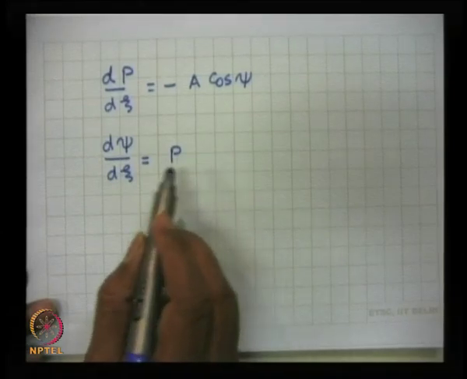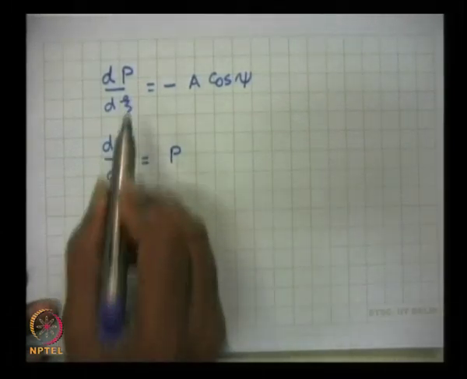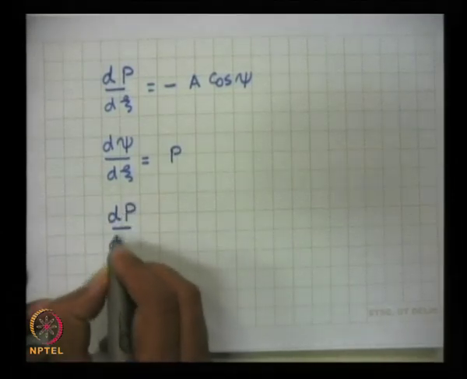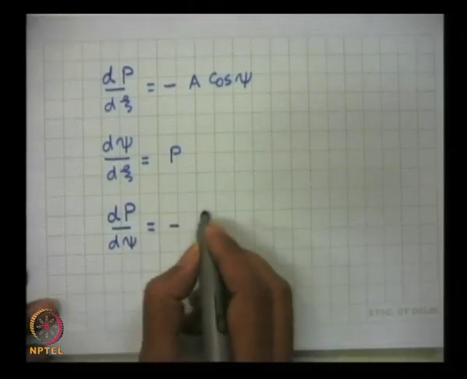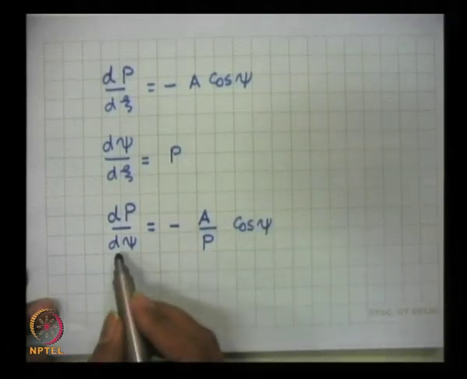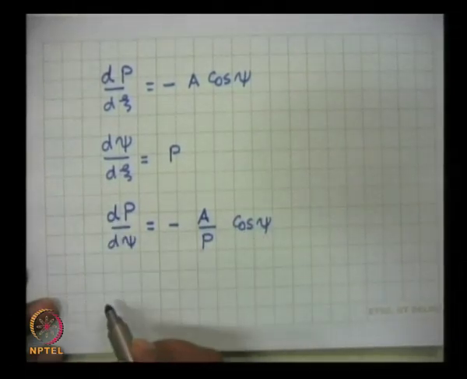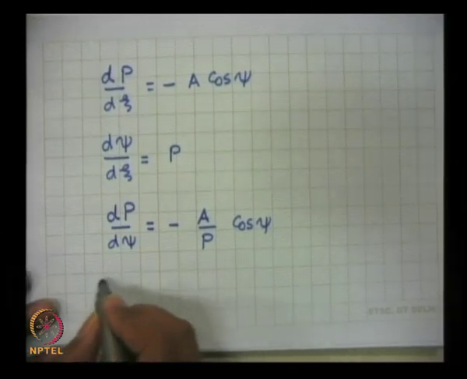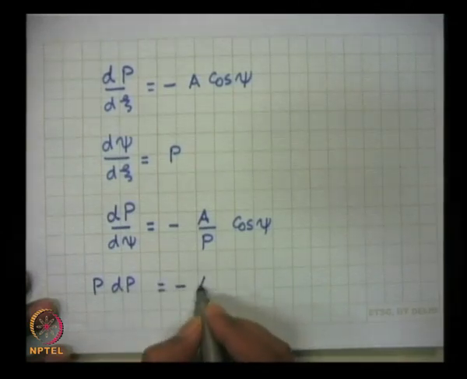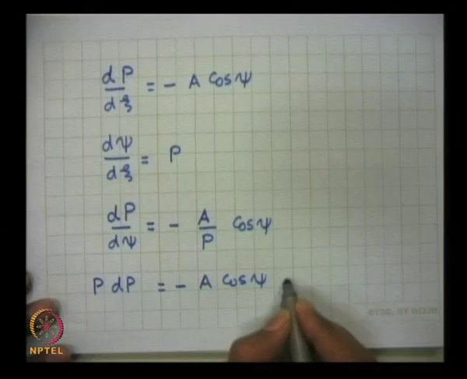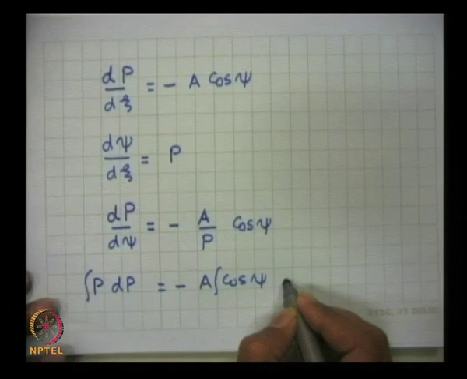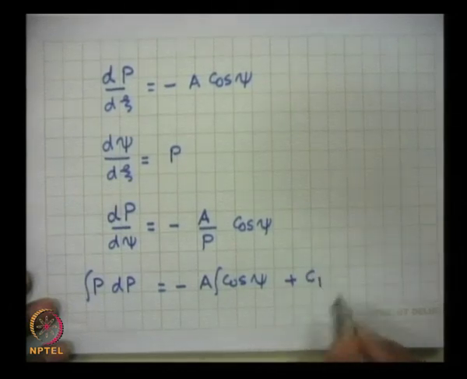What I can do from these two equations, I can divide the first equation by the second, and I can get this sort of equation: dP by d psi is equal to minus A upon P cos psi. I can take d psi on the right hand side and P on the left hand side and integrate. So, what I get is P dP is equal to minus A cos psi d psi, and integrate on both sides, add a constant of integration here, C1.